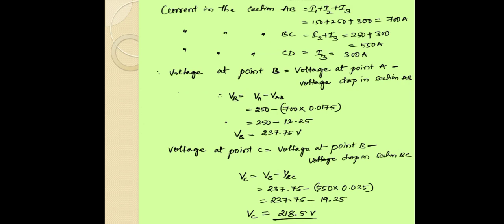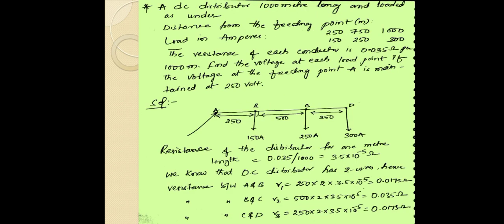Like that you can calculate the voltage at point C: voltage at point B minus the voltage drop in section BC. VC is equal to VB minus VBC. I substitute the value of VB minus the voltage drop in the section, 550 into 0.035, and from that you get the value of VC. So VC is equal to 218.5 volts.